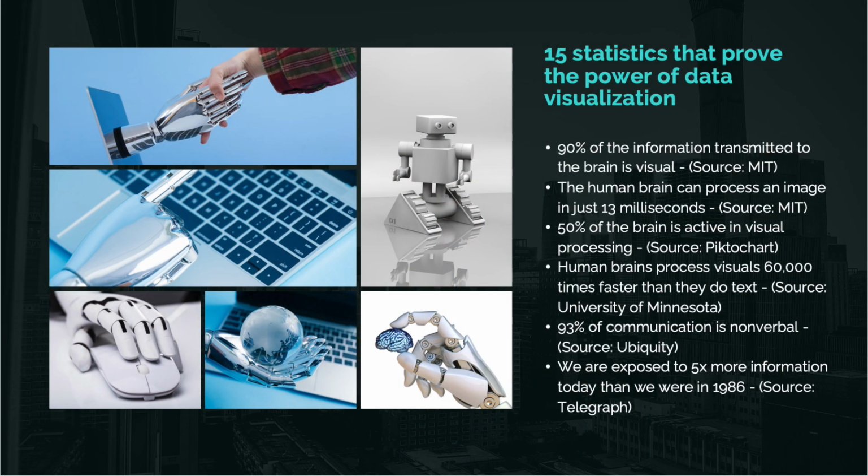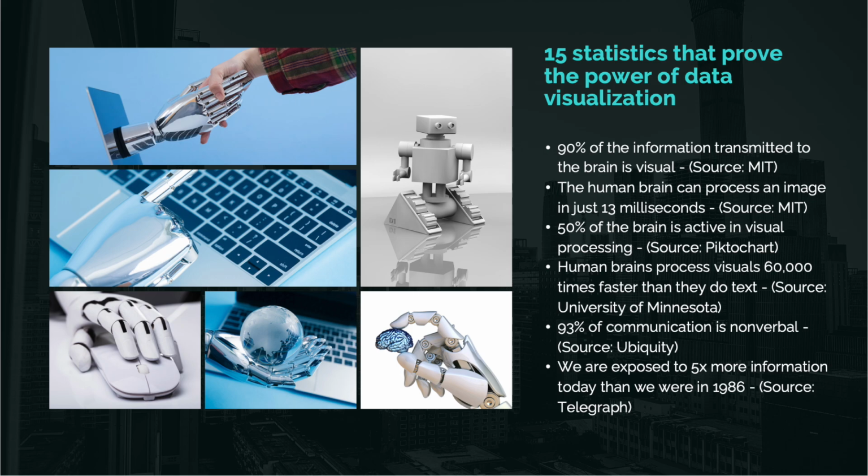Here are some interesting statistics that you should know about. 90% of the information transmitted to the brain is visual. The human brain can process an image in just 13 milliseconds. And 50% of the brain is active in visual processing. And human brains process visual 60,000 times faster than they do text.